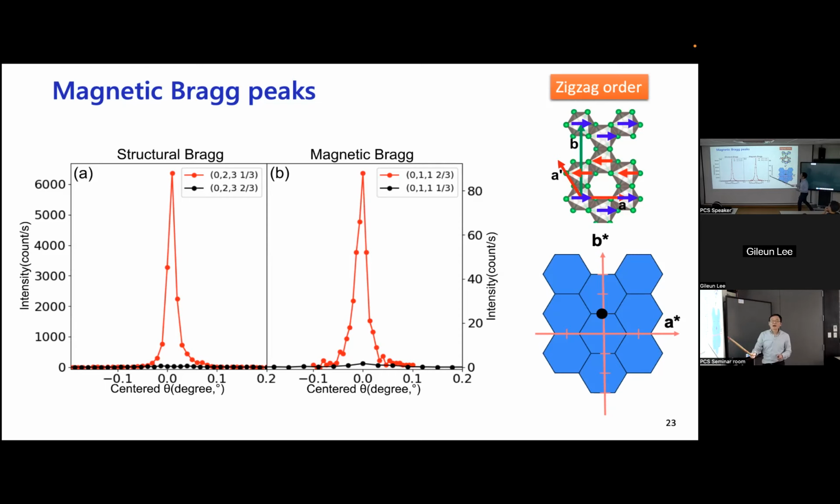Now that we have a single type of stacking, we can figure out what the three-dimensional magnetic structure looks like, as opposed to the zigzag magnetic order, which is just a two-dimensional order, but we do have three-dimensional order.